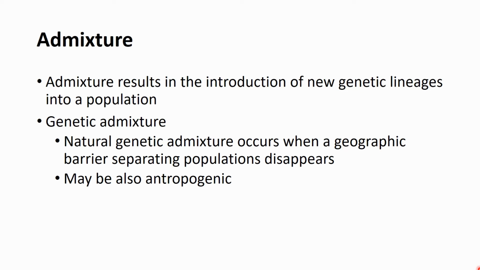Generally speaking, admixture results in the introduction of new genetic lineages into a population and could occur when a geographic barrier separating two populations disappears for some reason. So these could be natural events, but also, of course, anthropogenic, meaning that they are the results of human interventions. This is very often the case when creating crossbred populations in livestock, or of course also in plant breeding and elsewhere where human interventions are relevant.